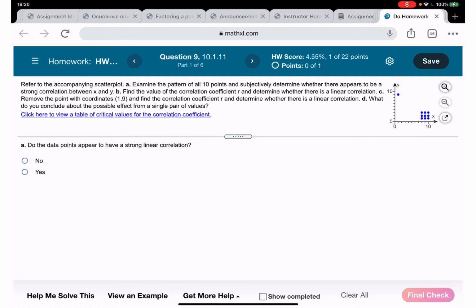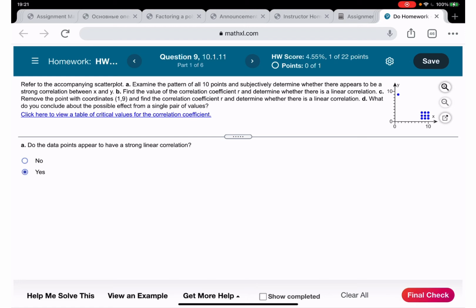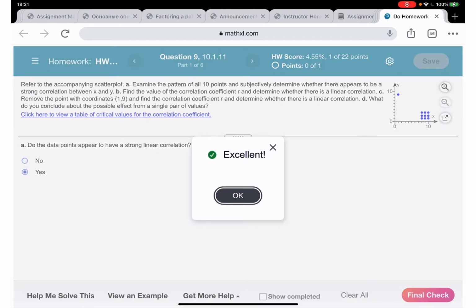Okay, what do we have? Do the data appear to have a strong linear correlation? Do you think they have strong linear correlation? I don't think so. There is no linear correlation. It's a rectangle there, the whole rectangle. If you don't believe me, you can go to the scatter plot, get correlation coefficient. I guess we'll see. No? Excellent.